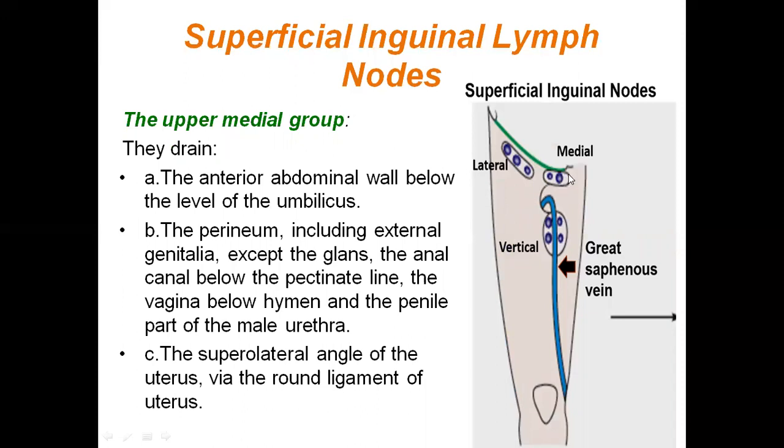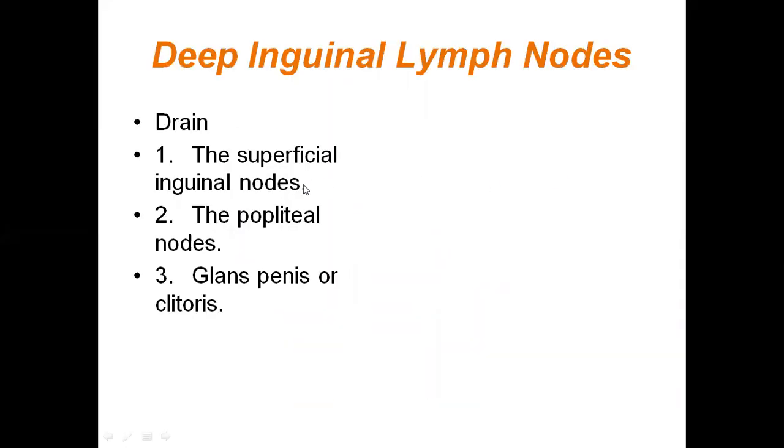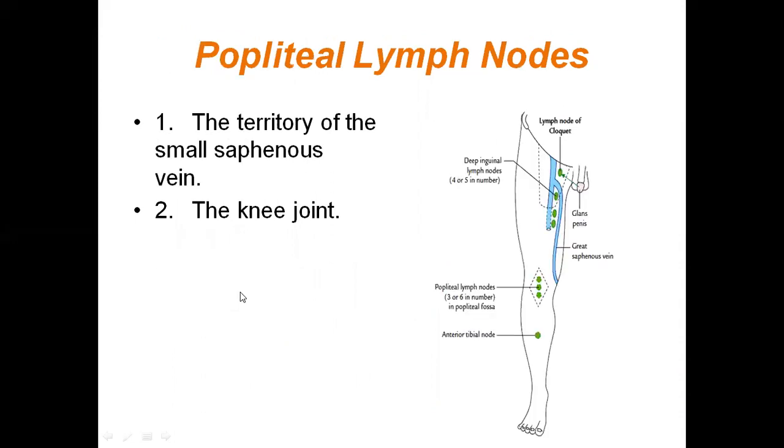The upper medial group of lymph nodes drains the anterior abdominal wall below the level of the umbilicus, the perineum including external genitalia except the glans, the anal canal below the pectinate line, the vagina below the hymen, and the penile part of the male urethra. It also drains the superolateral angle of the uterus via the round ligament of the uterus. Now, the superficial inguinal group of lymph nodes drains into the deep group, the popliteal nodes also, and the glans penis or clitoris region.